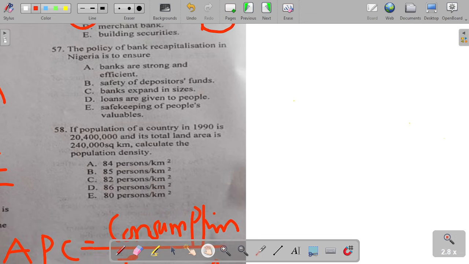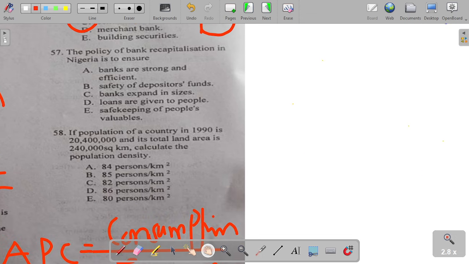57. The policy of bank recapitalization in Nigeria is to ensure banks are strong and efficient. That is true. That is why they merged banks together the other time, so that banks can be strong and at the same time efficient.